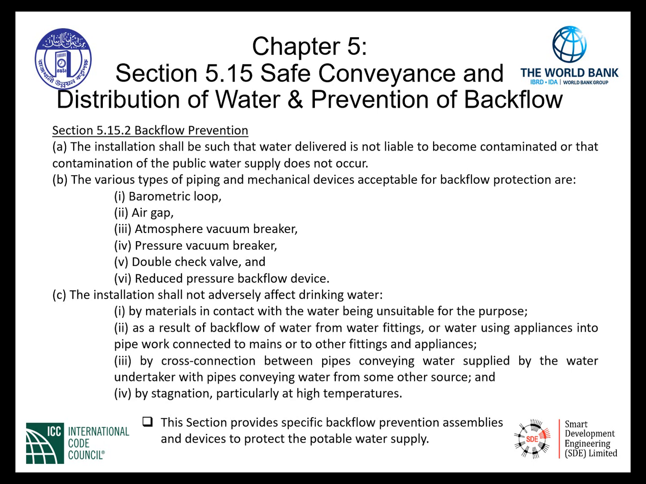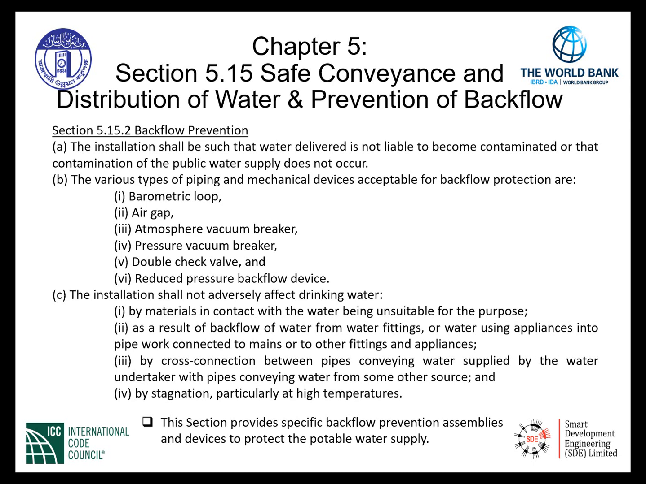Item B, the various types of piping and mechanical devices acceptable for backflow protection are the following: barometric loop, air gap, atmosphere vacuum breaker, pressure vacuum breaker, double check valve, and reduced pressure backflow device.